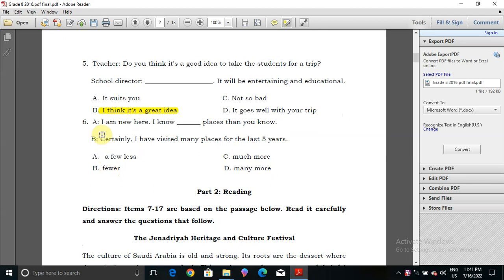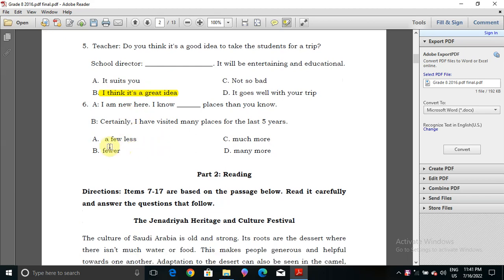Now question number 6. A said something to B. He said, "I'm new here, I know dash places than you know." Then B said, "Certainly, I have visited many places for the last 5 years." Okay, now what will be the answer? Here we have the four choices: "a few less," "fewer," "much more," or "many more."